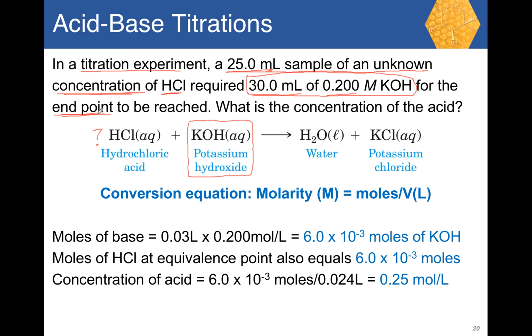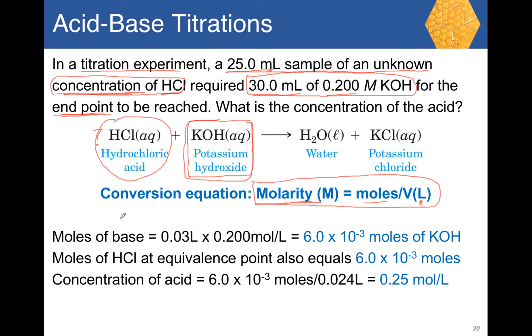So what that means, at equivalence point, the number of moles of KOH is equal to the number of moles of HCl. Here's our conversion factor. As we have seen before, molarity, concentration, is equal to moles per volume, which is written in liters. So we need to find out the molarity of this HCl. Let's see how we do it.